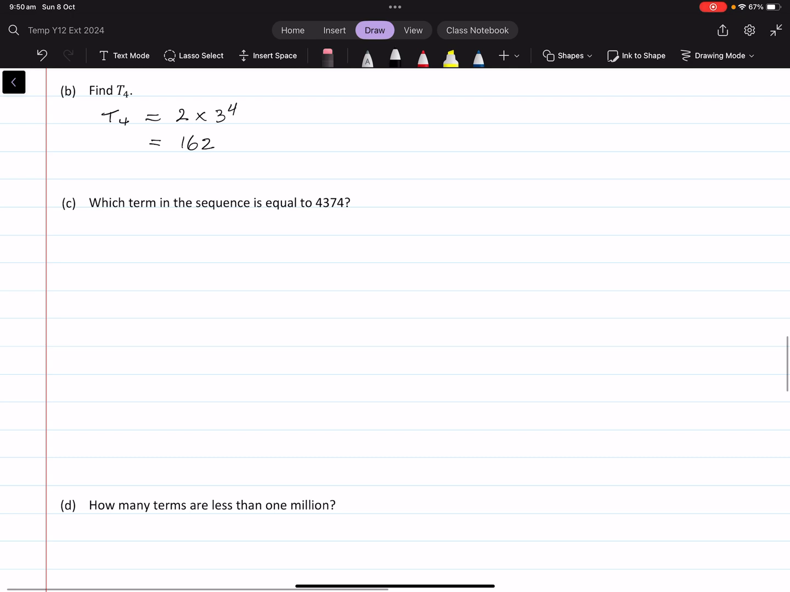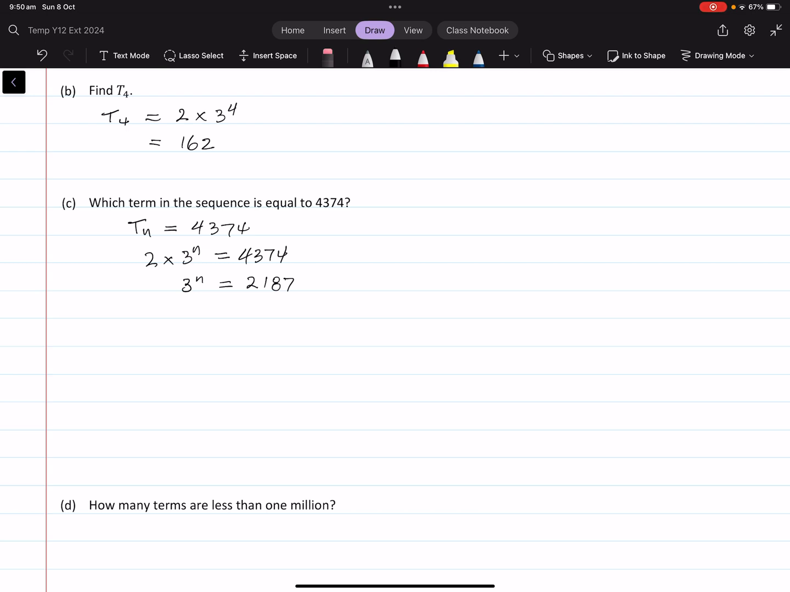Part C, which term is equal to 4,374? Okay, well, same idea as before. So essentially we're saying the nth term, whatever it is, is equal to 4374. So that means that 2 times 3 to the n is going to be equal to 4374. And so we've simply got to solve this now. So dividing both sides by 2, we get 3 to the n is equal to 2187. Now, I'm going to use logarithms here to solve this. Don't want to use trial and error.